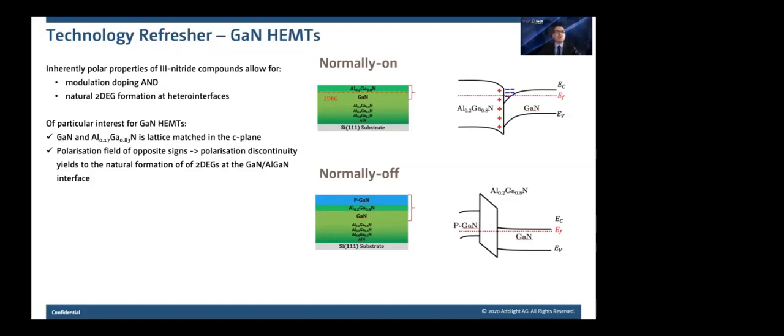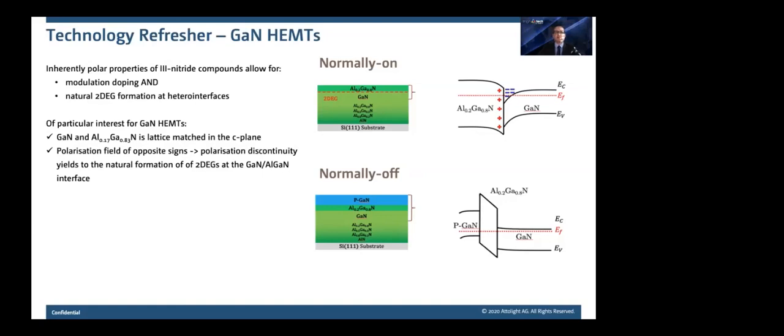So the inherently polar properties of III-nitride compounds allow for modulation doping and at the same time for the formation of a natural two-dimensional electron gas at the hetero interfaces, which makes these materials ideal candidates for high electron mobility transistors. Of very particular interest for gallium nitride HEMTs is the compound gallium nitride and aluminium gallium nitride, since at a specific aluminium concentration these two can be lattice matched in the C plane.